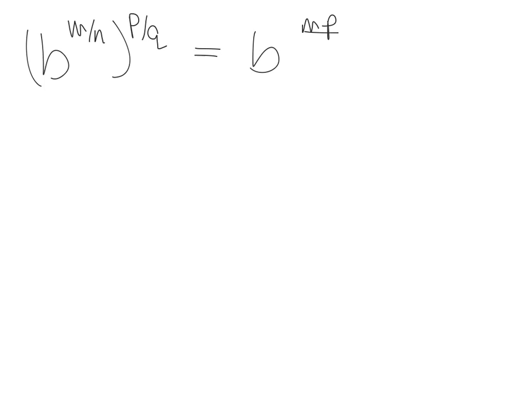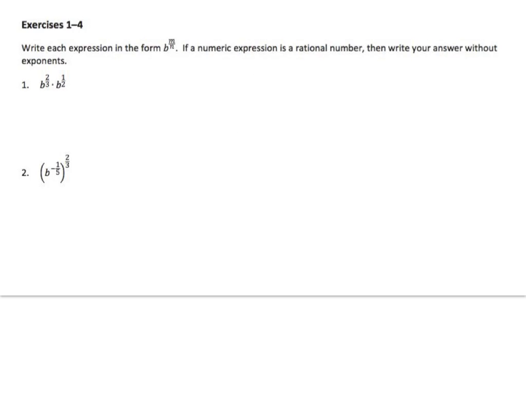Continuing on, what about b to the m over n raised to the p over q? That would be b to the mp over nq, because you multiply the fractions, right? I'm racking my brain for many different examples. How about if they went negative? That's the same as 1 over b to the positive. Not sure I can think of much more. I think that's it. All right, try these practice exercises.